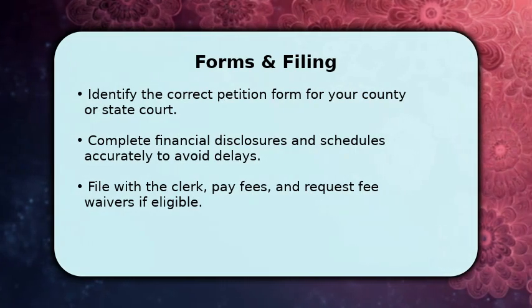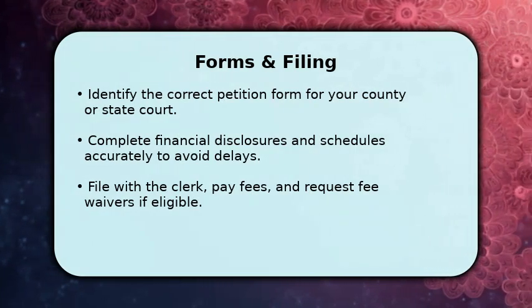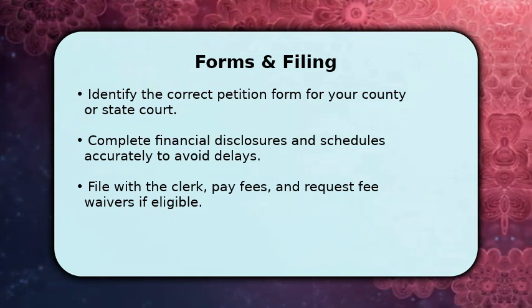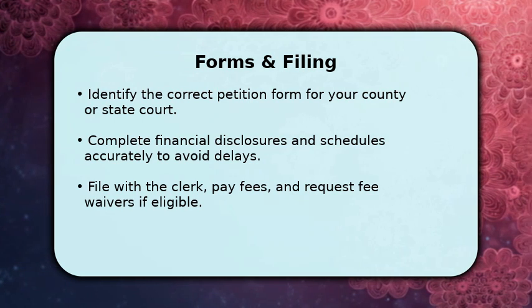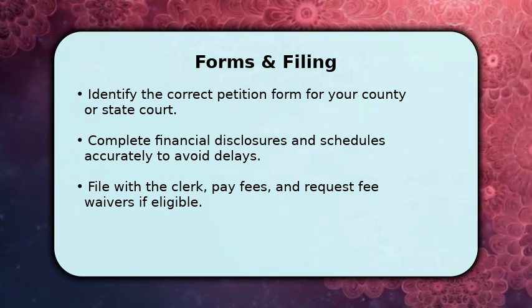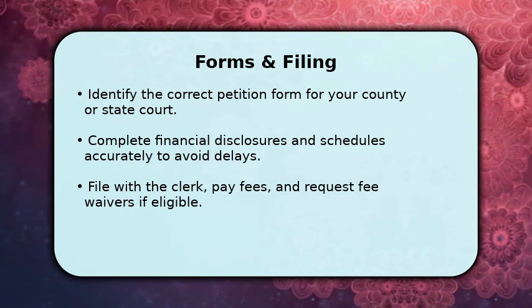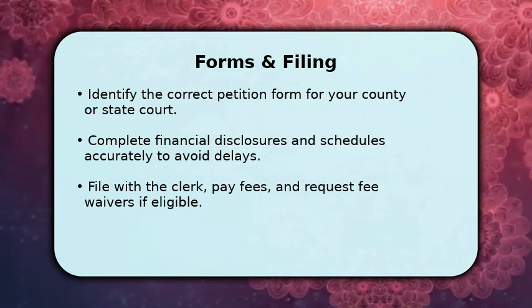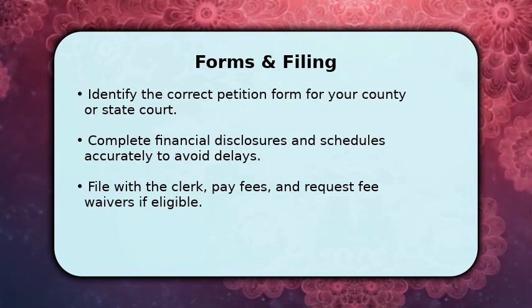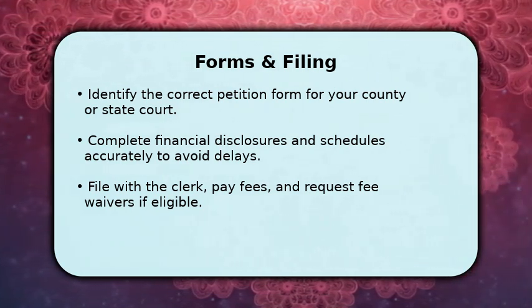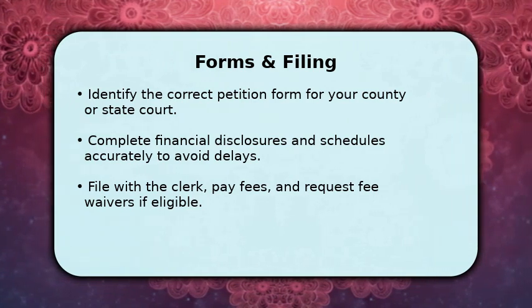Locate the petition and summons for your local court and review filing instructions carefully before you start. Fill out financial disclosure forms fully, including income, assets, and debts, to ensure accurate division and faster processing. After signing, file your documents with the court clerk, pay the filing fee or request a waiver if you qualify, and arrange for proper service of process to your spouse so the case can proceed smoothly.